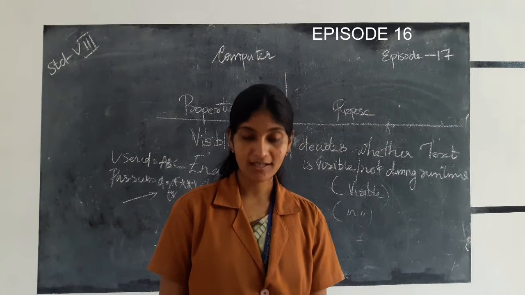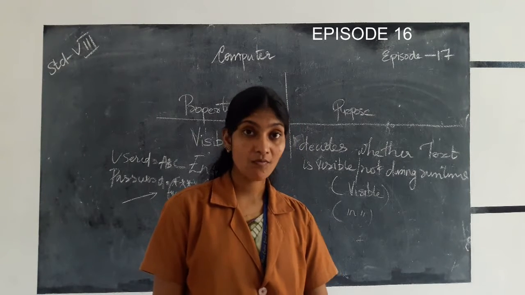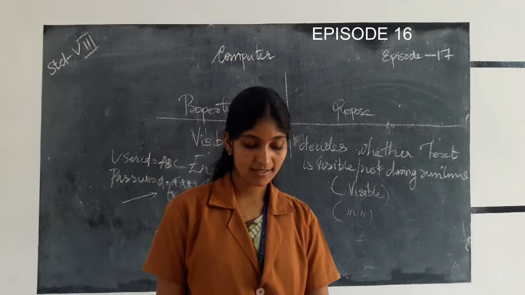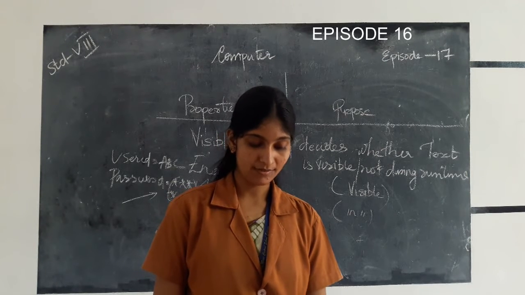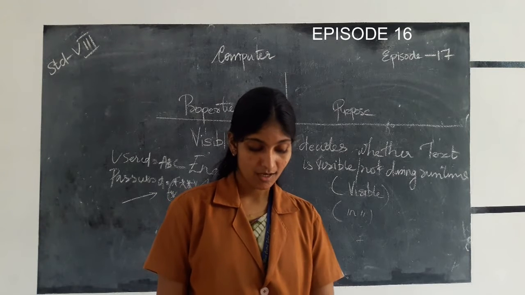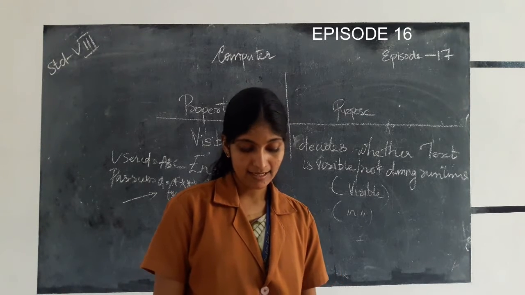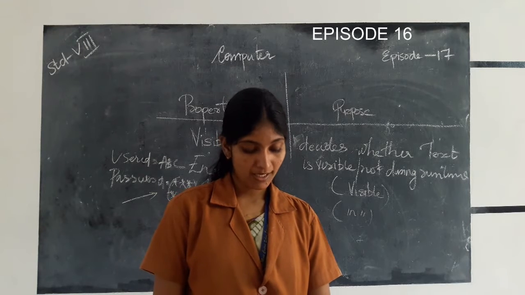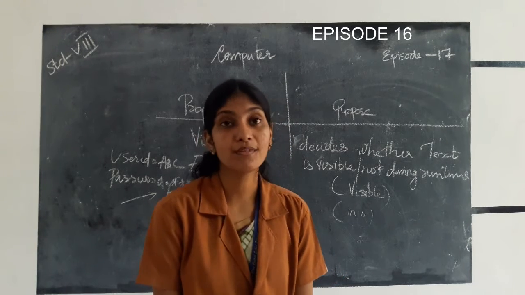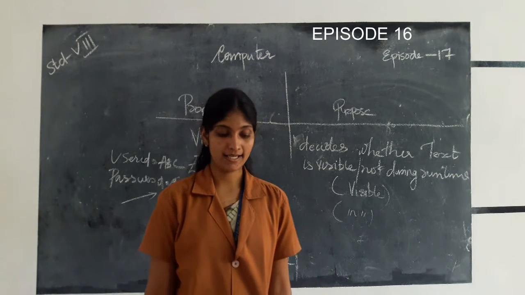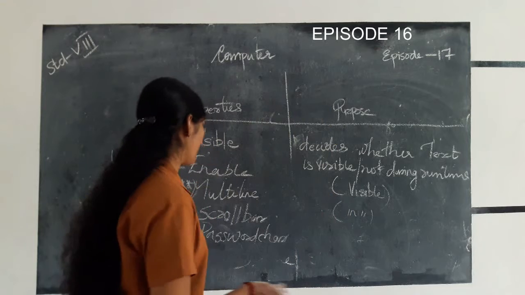The last one, word wrap. Word wrap means it indicates whether a multi-line text box control automatically wraps words to the beginning of the next line when necessary. So word wrap means whether a multi-line control automatically wraps words to the beginning of the next line when necessary. So that is the word wrap. So what are the properties?